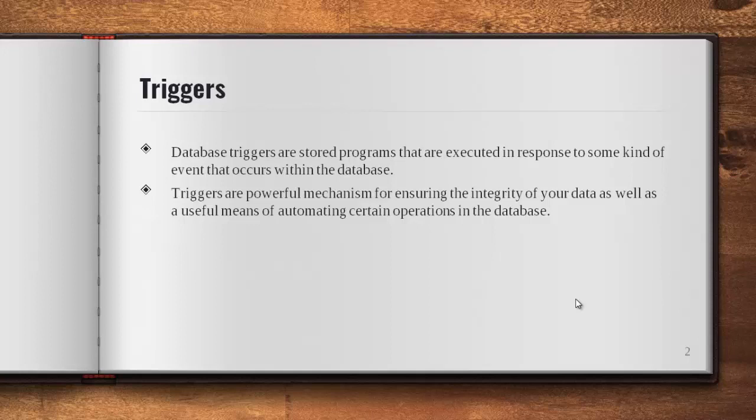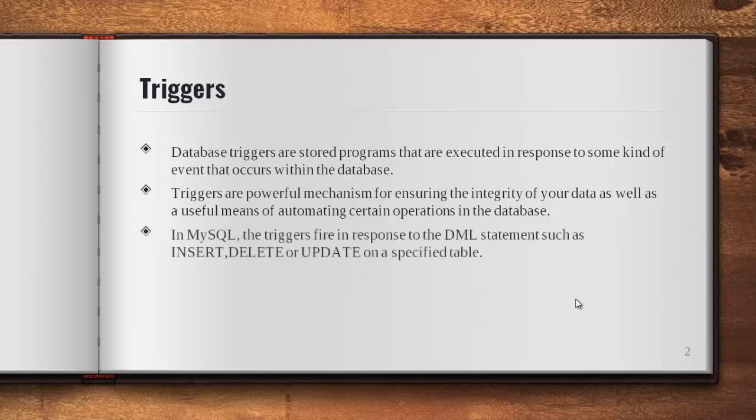For instance, in a table the user wants to insert some records, and if the record has an age greater than 18, then only the record will be inserted, or else the record will not be inserted automatically. So this can be done with the help of a trigger.